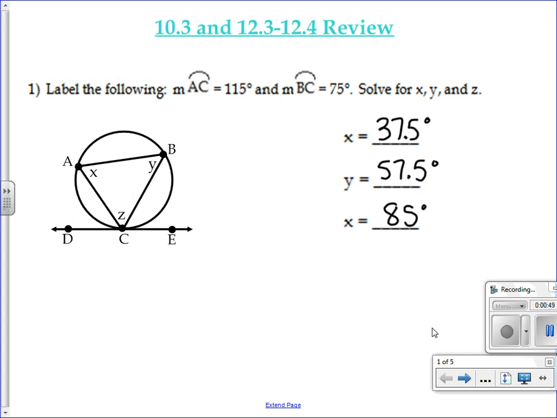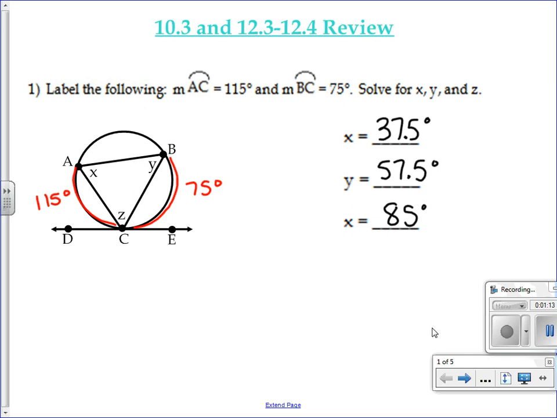So we're given a circle, we have a tangent line at the bottom, and we have a bunch of chords that are creating inscribed angles inside of the circle. We are given that arc AC is 115 degrees, so let's go ahead and label that. We're also given arc BC is 75 degrees. And we're just trying to find these angles inside the circle, X, Y, and Z.